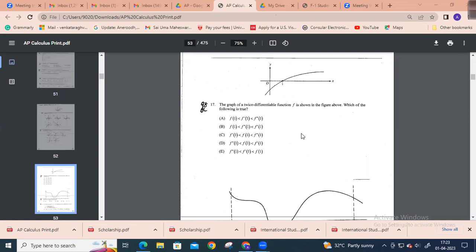Four students gave me an answer. I am expecting answers from most of you. You know what is f dash? What is f double dash?